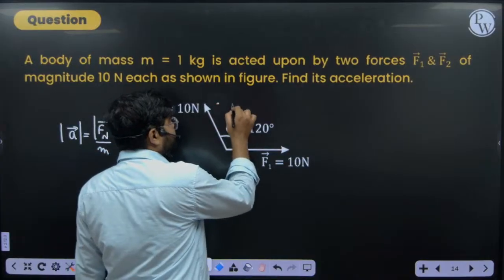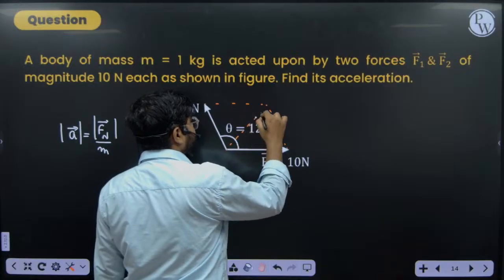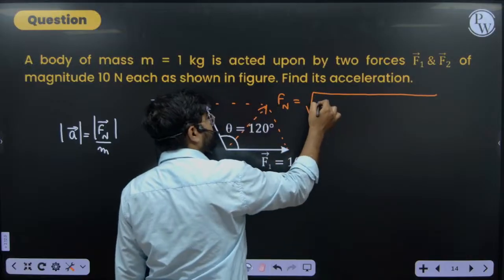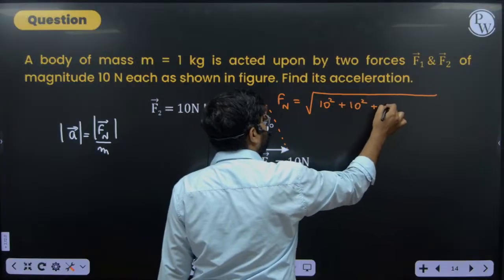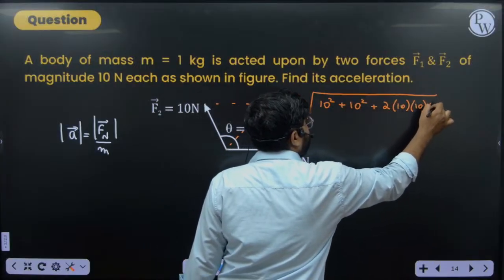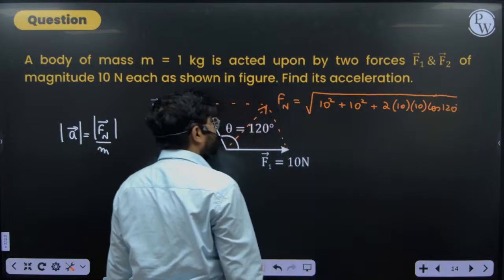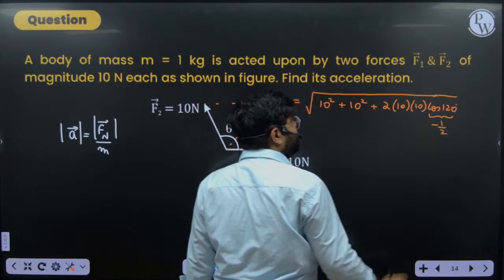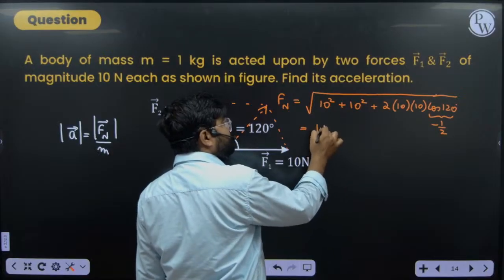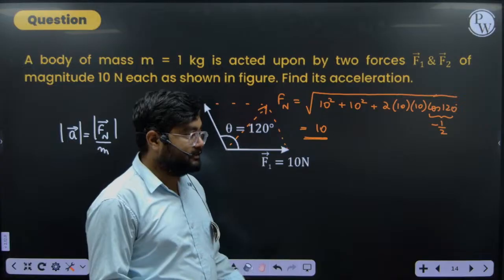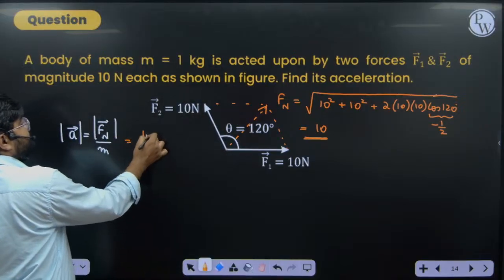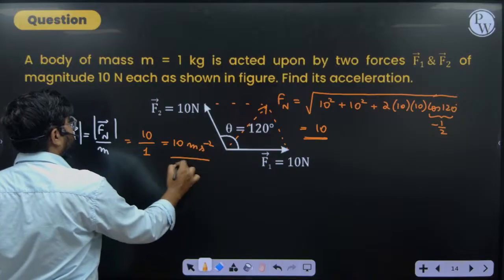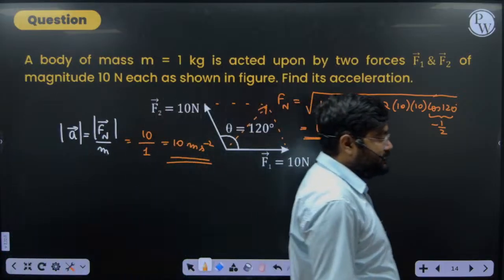If we apply the formula for vector addition, this is the net force, whose magnitude will be given by under root a square plus b square plus 2ab cos of the angle between them. Okay, cos 120. How much is cos 120? Minus half. And if you solve this, net force will come out as 10. Net force is also 10. Hence the acceleration, net force is 10, mass is 1 kg, is just 10 meter per second square. So I hope this is understood, everyone.